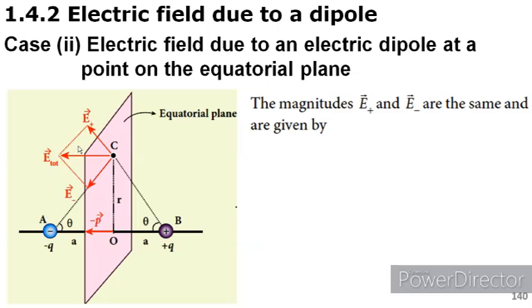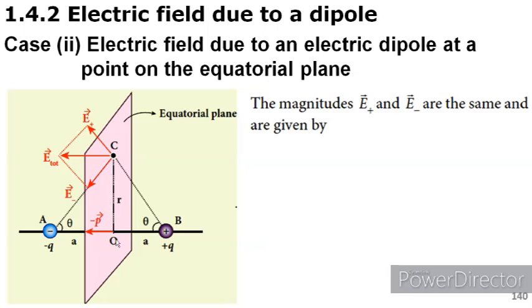Now let us consider a plane that is passing through the center of the dipole and perpendicular to the dipole axis. This plane is known as the equatorial plane. Consider a line on the equatorial plane which is passing through the center O. This line is known as the equatorial line. On this line we have considered a point C which is at a distance r from the center O.